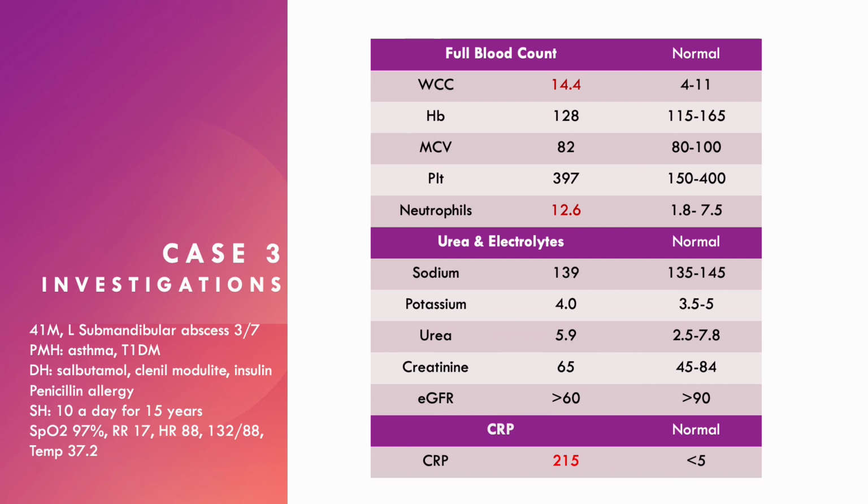So of course you're going to admit this patient and give them some IV antibiotics. Now something to remember with this patient is they have an allergy to penicillin. So you're not going to be putting this patient on a penicillin, you're going to be putting them on an alternative antibiotic, and this will be guided by your trust guidelines.